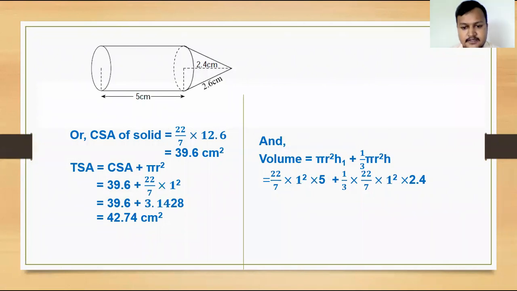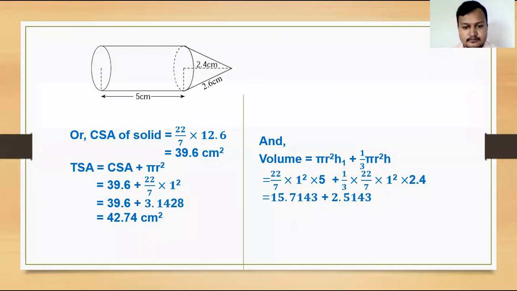15.71. Okay. Similarly, 22 into 2.4 divided by 21. 7 is 21. 22 into 2.4 divided by 21, because if these values are multiplied by 1, these remain the same. So this does not have any meaning where multiplying. 2.51. So total 22 by 7 into 1 square into 5, it is 15.7143 plus 1 by 3 into 22 by 7 into 1 square into 2.4, it is 2.5143. Add these both values.